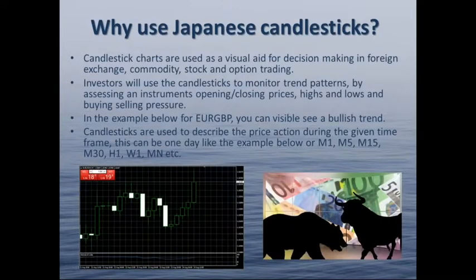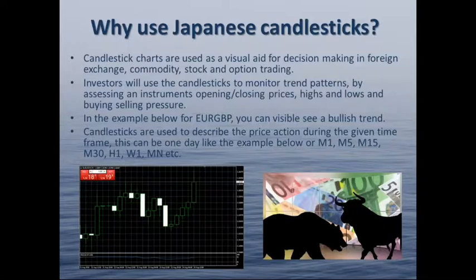So yes, Japanese candlesticks are a visual aid that are used to describe the price action during a given time frame. This could be a time frame akin to the euro sterling example below, which is day one. Again, it comes down to the platform that you use, but within MT4 you can also have minute 1, minute 5, minute 15, and so on and so forth, all the way up to 1 month.